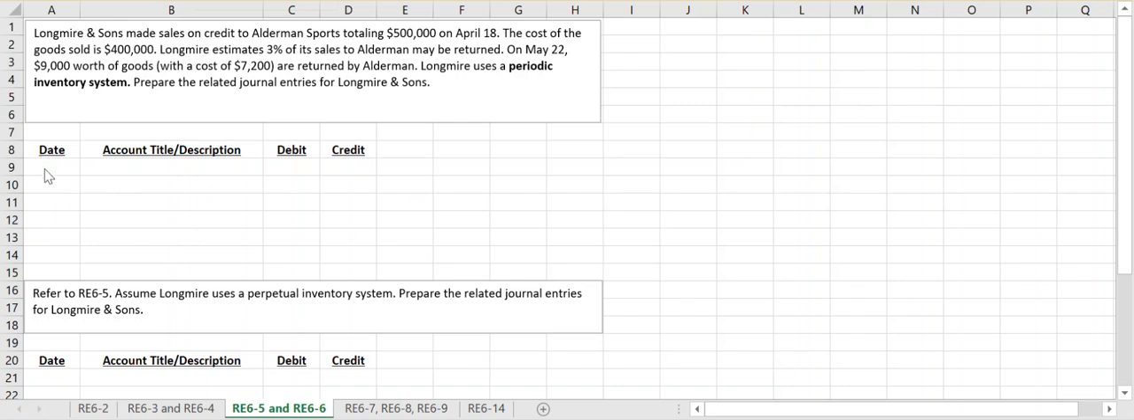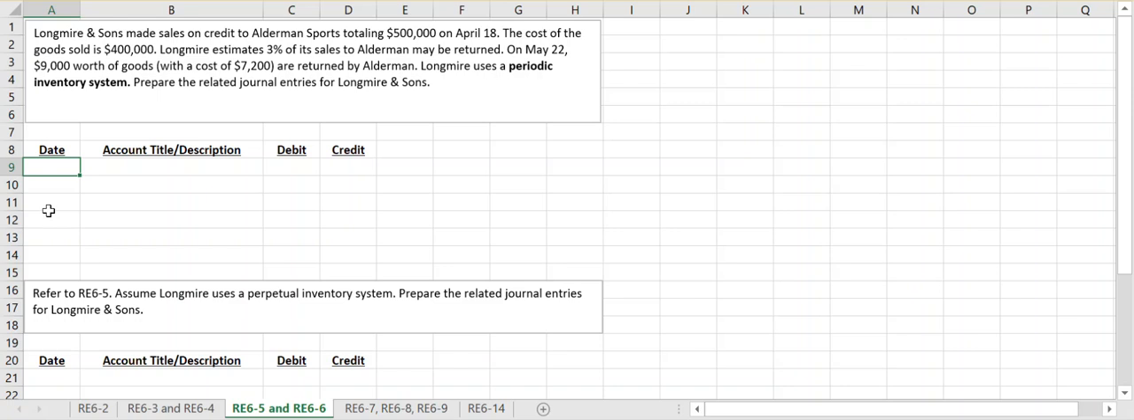And they tell us that our company has made sales on credit totaling $500,000 on April 18th. The cost of the goods sold is $400,000, and they tell us they estimate that 3% of their sales may be returned from this customer. And then they tell us on May 22nd, $9,000 worth of goods with a cost of $7,200 are in fact returned by that customer. So again, they're using the periodic inventory system and they want us to prepare the journal entries for our company.